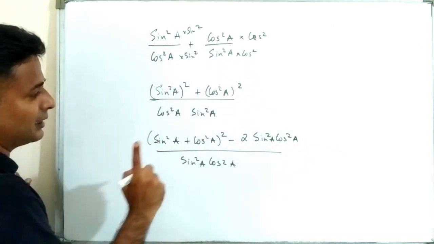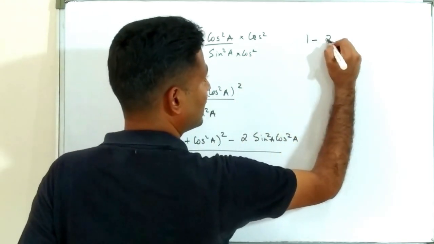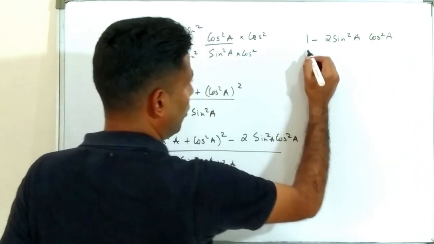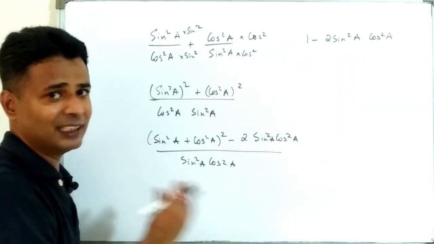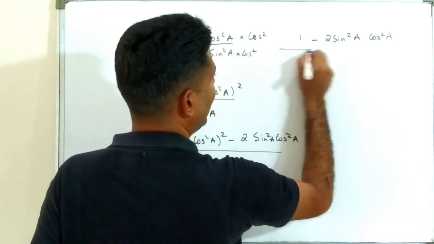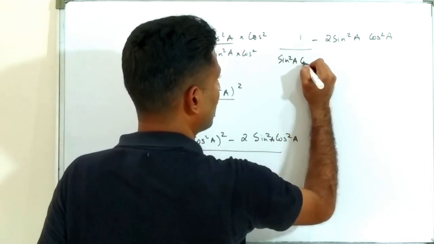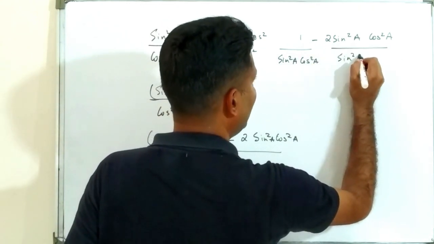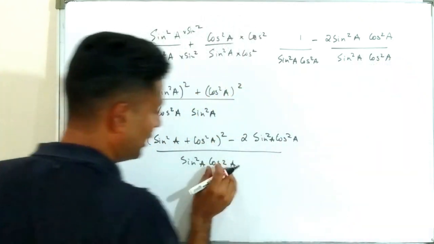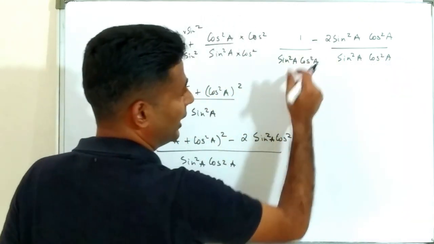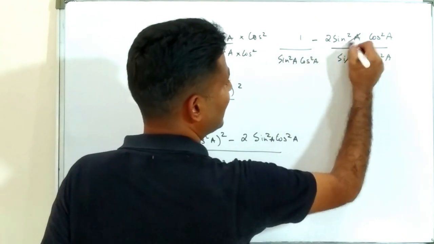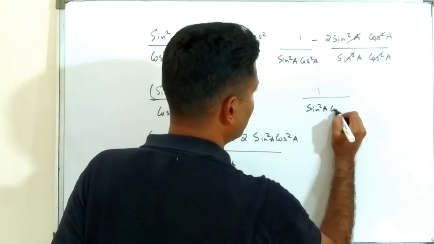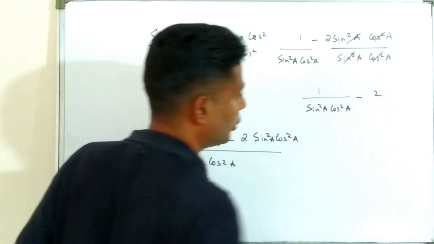Now sin square plus cos square is 1, so 1 square is 1, minus 2 sin square A cos square A. Now this will be whole by sin square A cos square A. I can split it. I can write it as 1 by sin square A cos square A, and minus 2 by sin square A cos square A. So I have split the denominator. Now the numerator and this cancel, so I get 1 by sin square A cos square A minus 2.